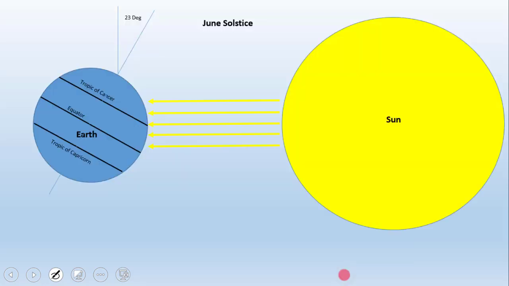Now we know that the Earth is tilted 23 degrees from its vertical axis. So if it is the June solstice, which is 21st June, then the Tropic of Cancer is directly facing the sun. In other words, if a person is standing at 23 degrees north of the equator, which is the Tropic of Cancer, then the sun will be right on top of his head at noon.